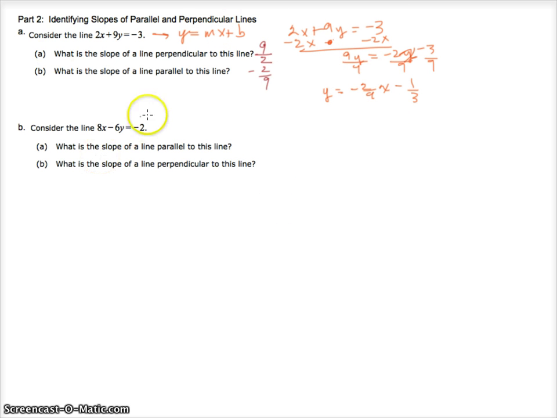Let's look at another one real quick. Consider the line 8x minus 6y equals negative 2. It says what's the slope of the line parallel to this line? Well, first I need to know y equals mx plus b.